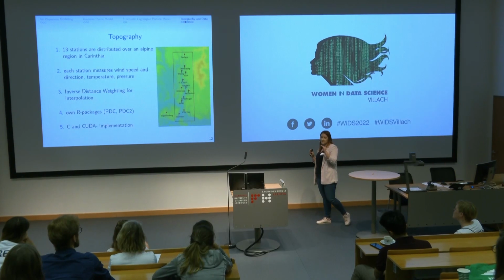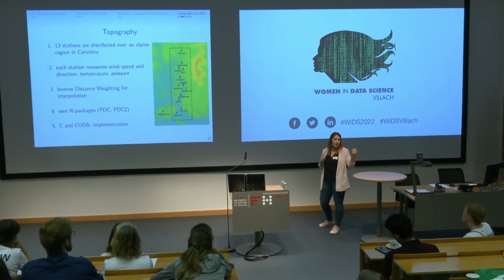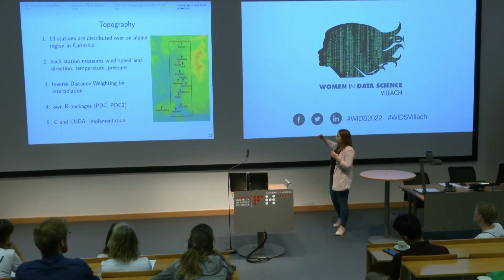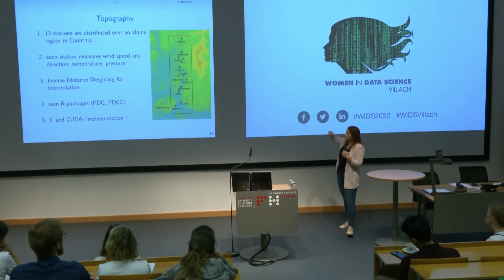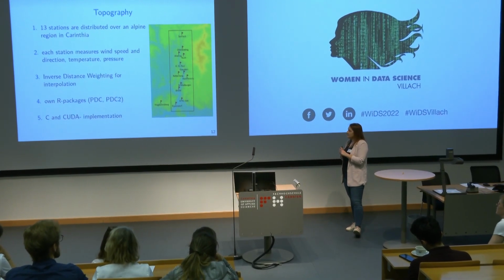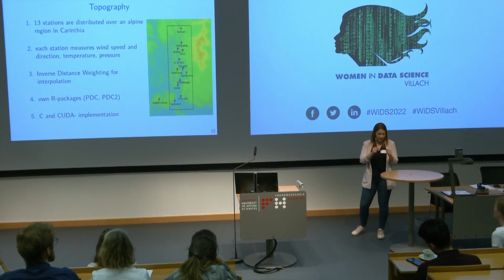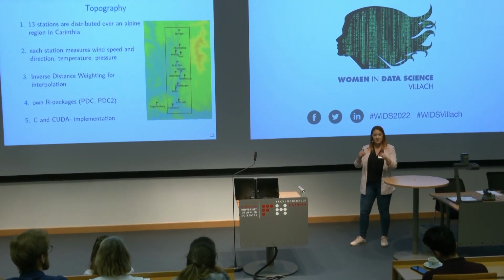So basically, we have 13 measurement stations over our area, and the area is about 27 times 9 square kilometers, and the height above sea level ranges from 500 meters to 900 meters. So we have distributed these weather stations around the whole area, and what we need for the simulation is a whole wind field. So wind speed, wind direction, temperature, pressure, and all other physical and meteorological parameters.